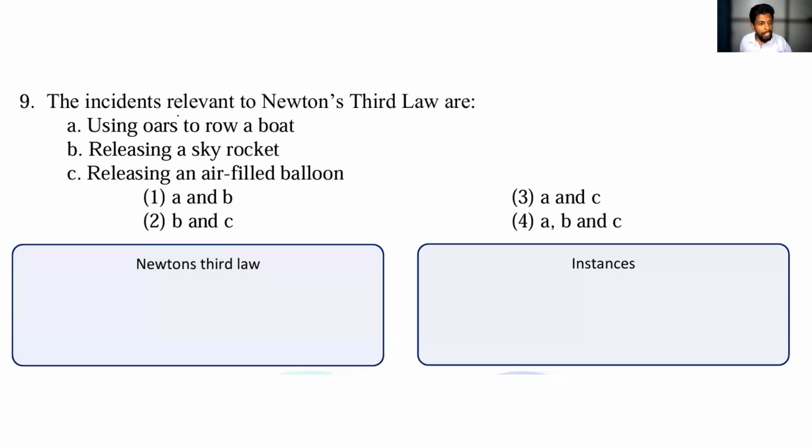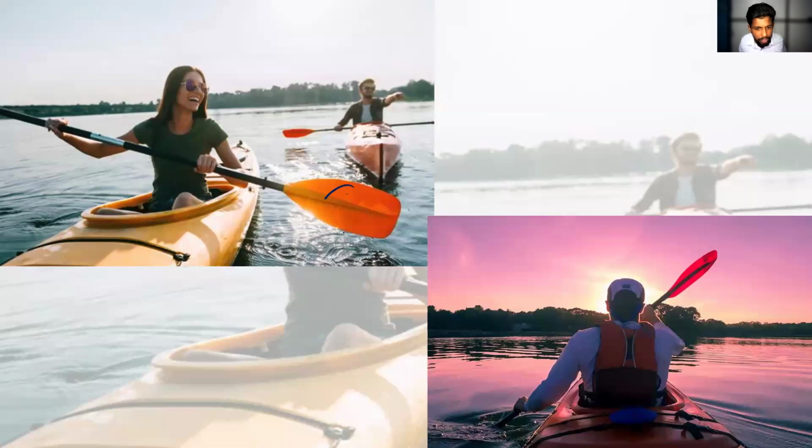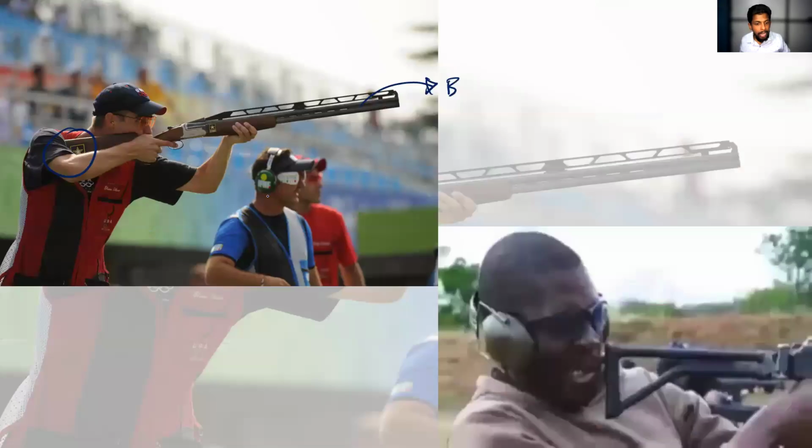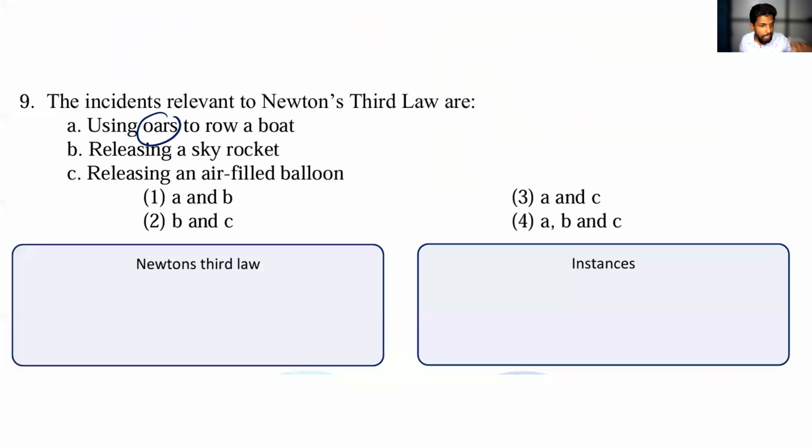Listen here, Bilal. When you're using the oars in the boat, what will happen? You will be pushing the water backward, and the water will be pushing you forward. Newton's third law. And in the rocket, same as the balloon, the rocket will be pushing the air and the air will be pushing the rocket. Newton's third law. Then come to the question: releasing the skyrocket, the oars, and the air-filled balloon. All of them come under Newton's third law.